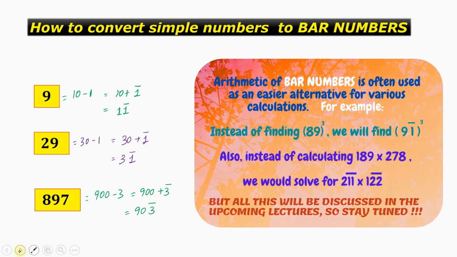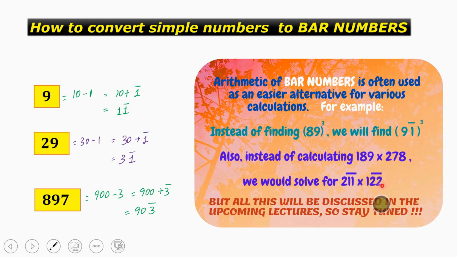Now, arithmetic of bar numbers is often used as an easier alternative for various calculations. For example, instead of finding 89 cube, we will rather find 9 1 bar cube. Also, instead of calculating 189 into 278, we would rather solve for 211 bar into 122 bar. But all this will be discussed in the upcoming lectures, so stay tuned.